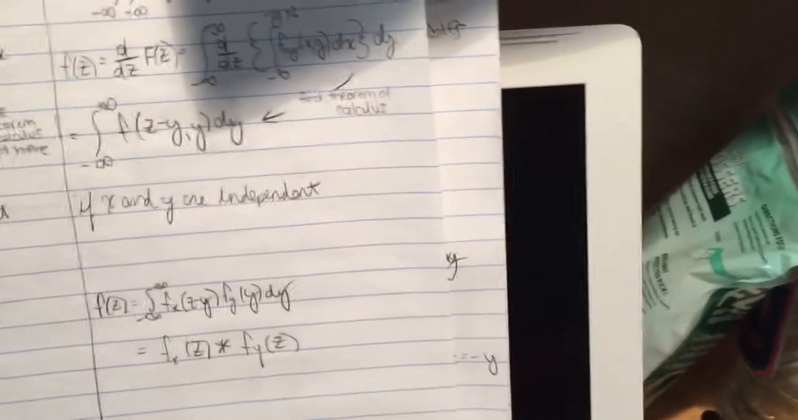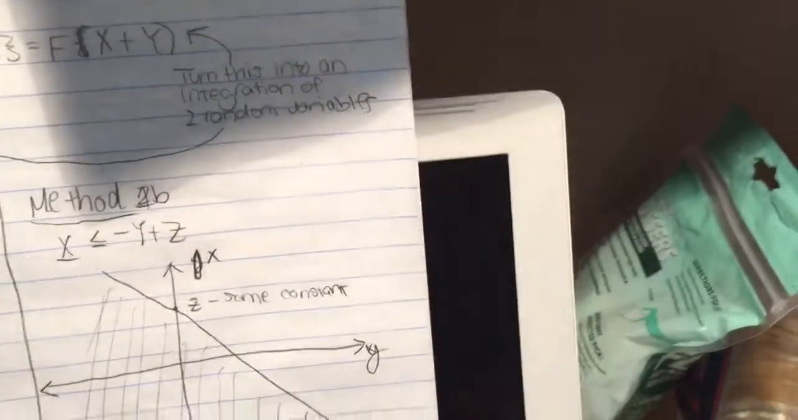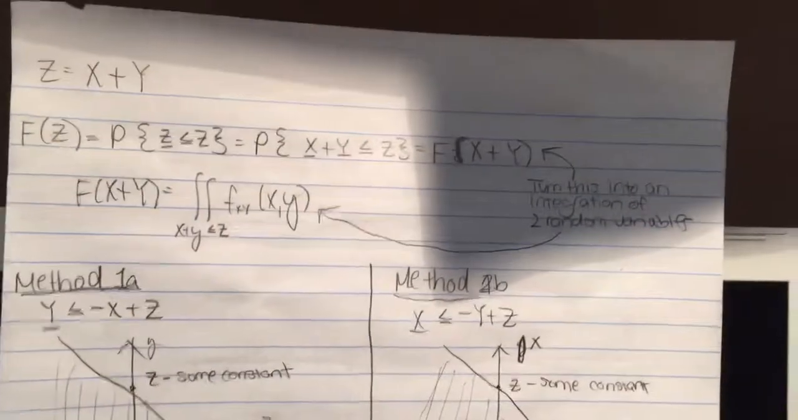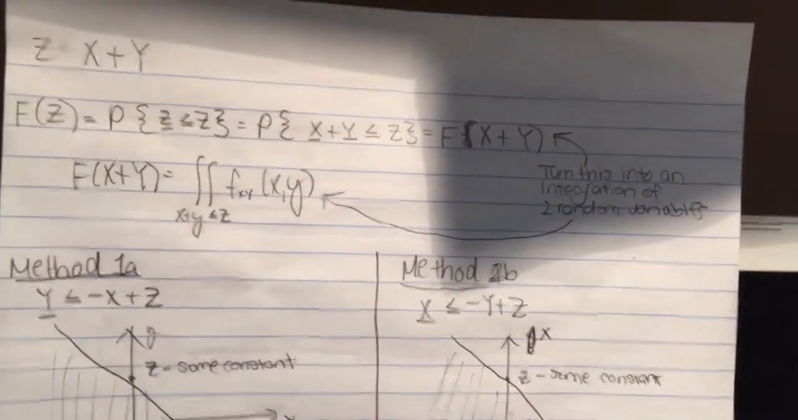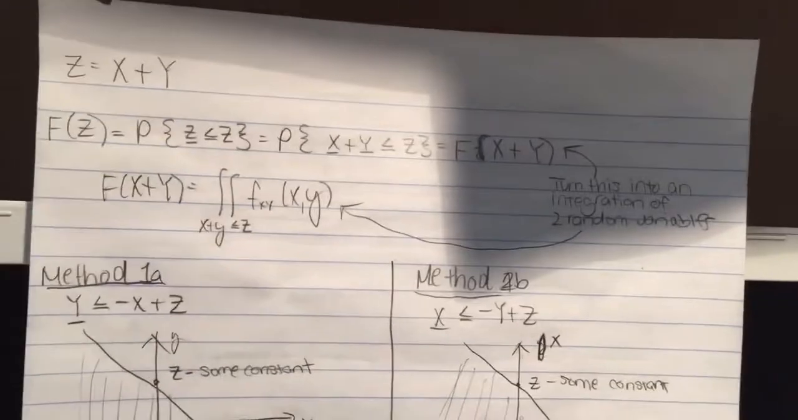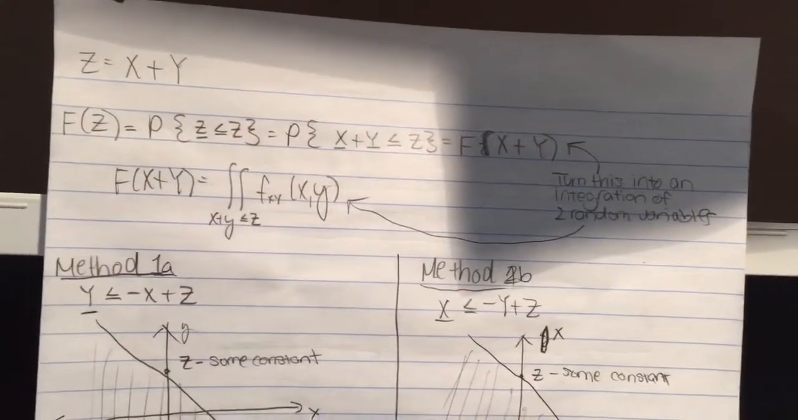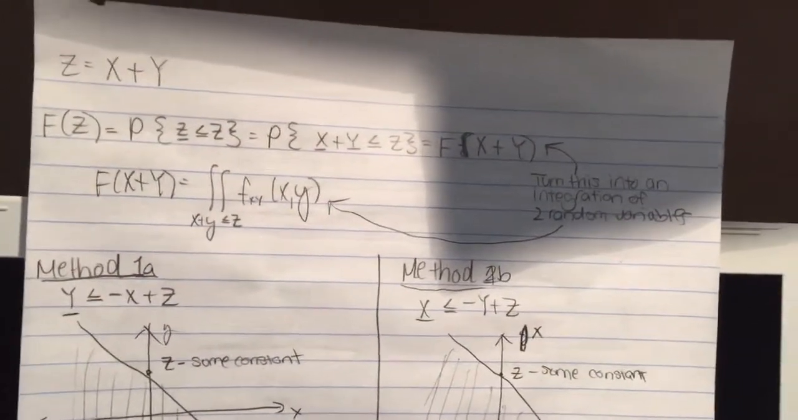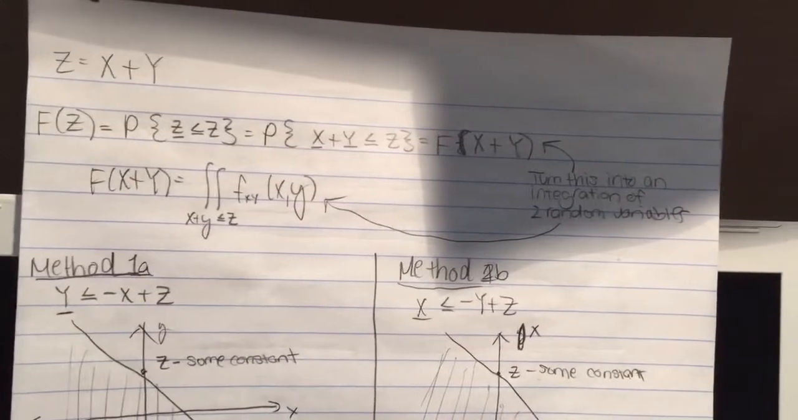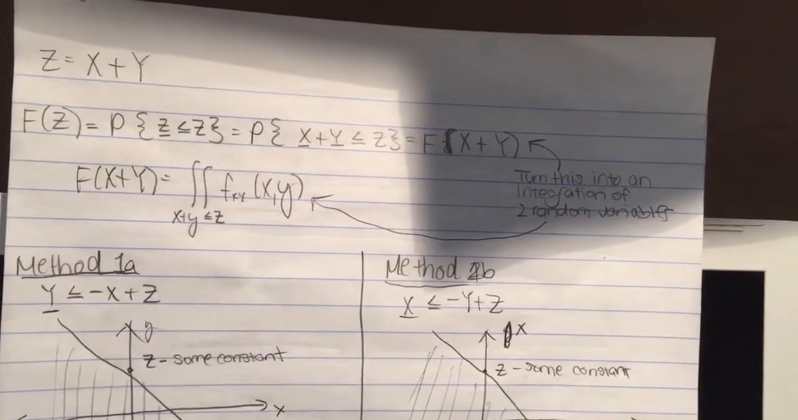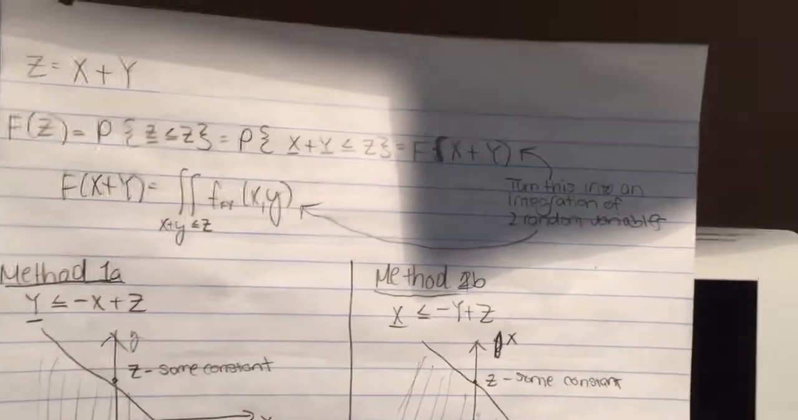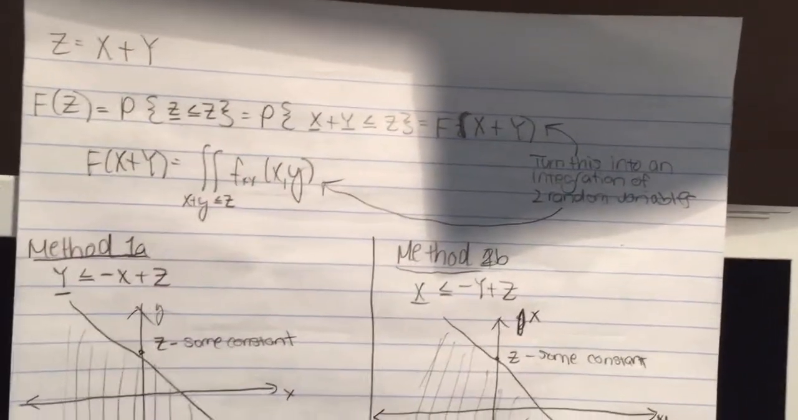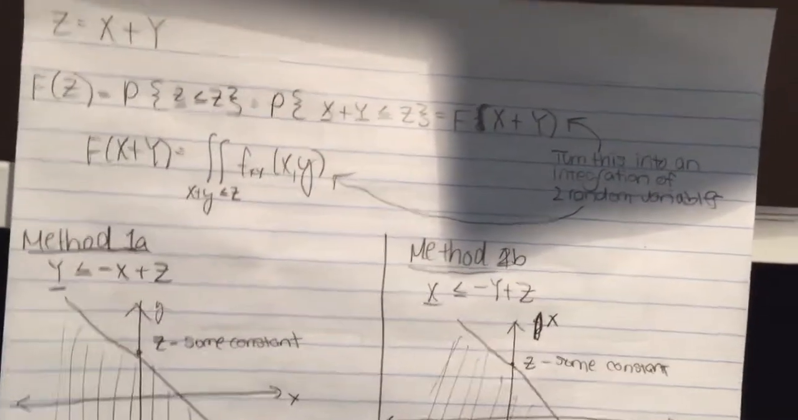Okay, but we need to move on to the second explanation, which is, again, we have our z equals x plus y over here. So basically, a lot of translating over here. Big F of z equals the probability of any variable z less than or equal to z, equals the probability of any variable x plus y less than or equal to z, equals the big F of x plus y, basically big F of z.